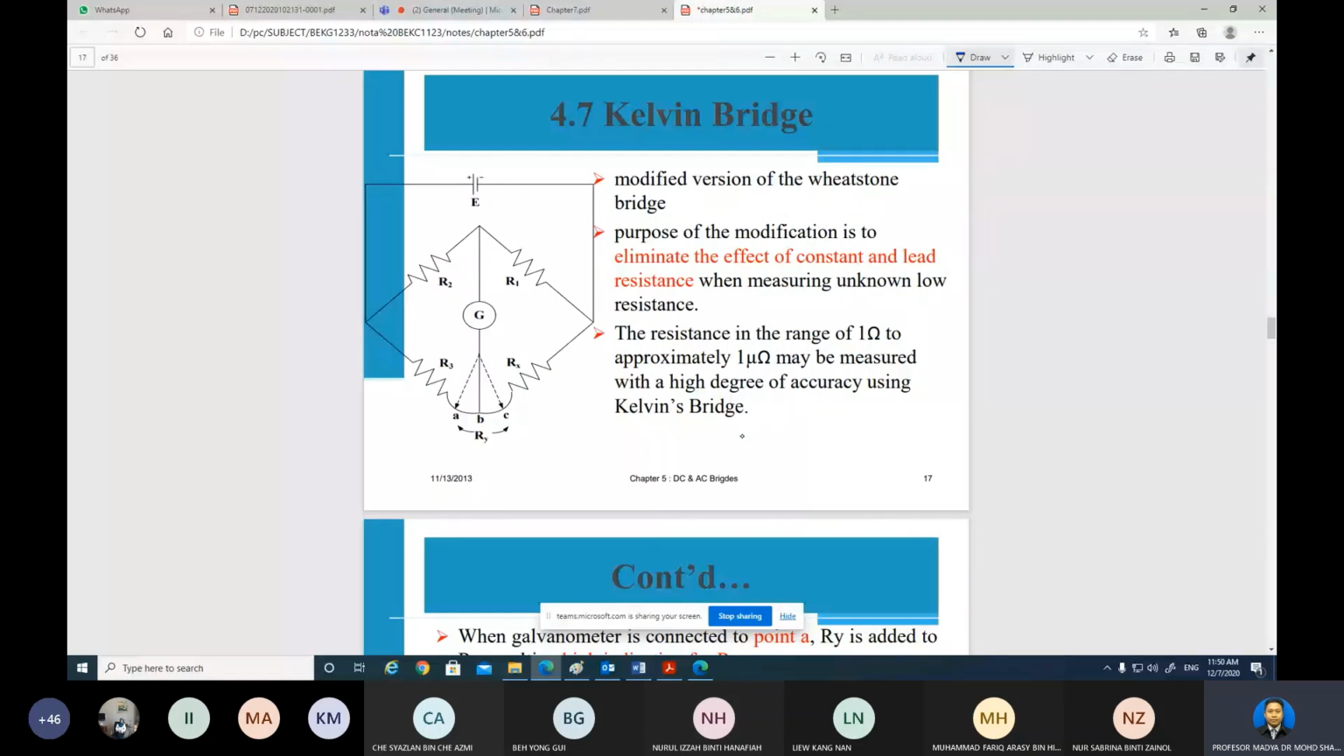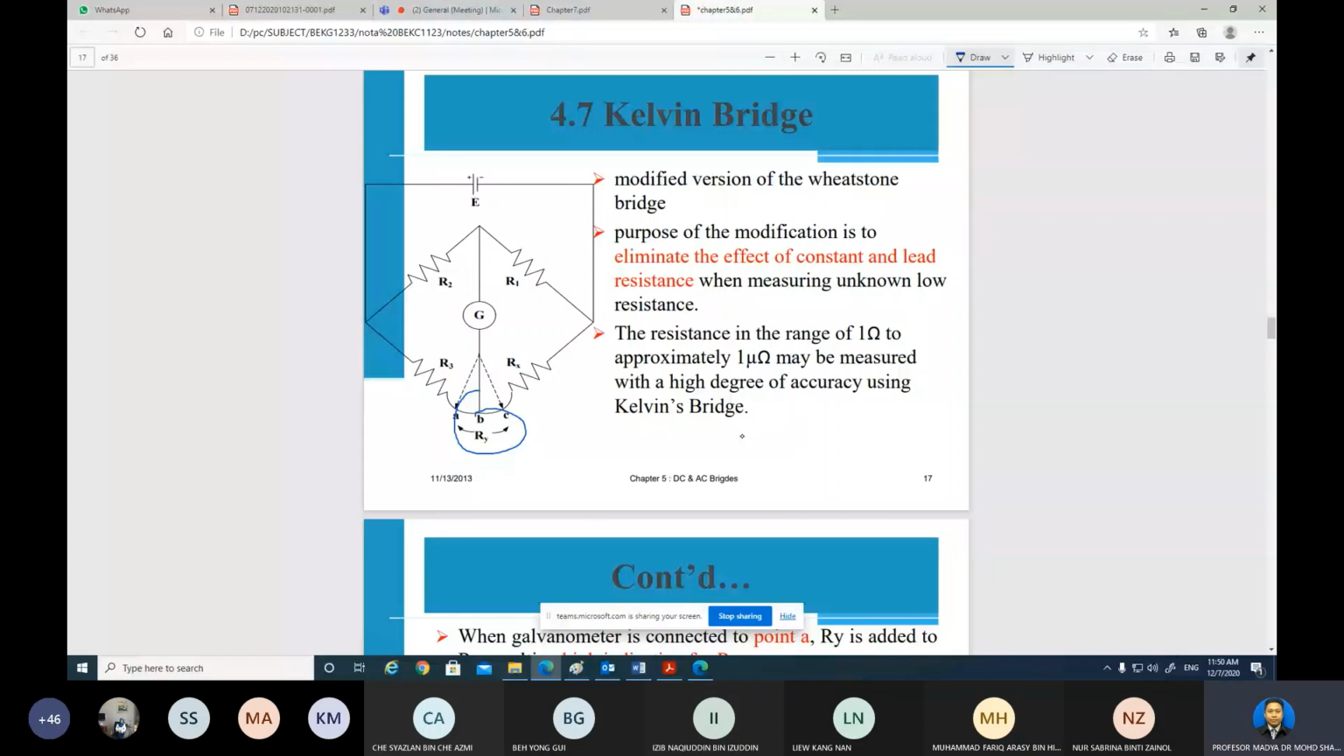You can see on this part we have the Ry. The rest will be the same. Before this it was the Wheatstone bridge, but on this part we have some positions. We have put three positions: point A, point B, and point C.